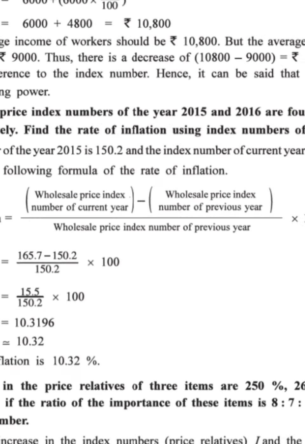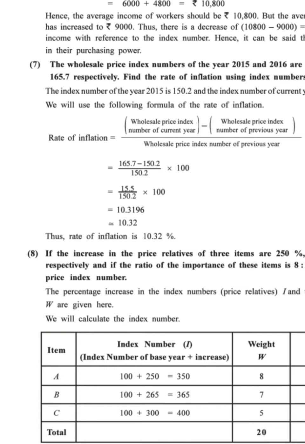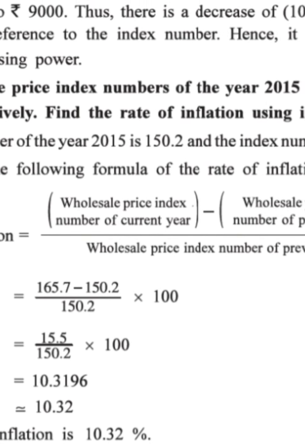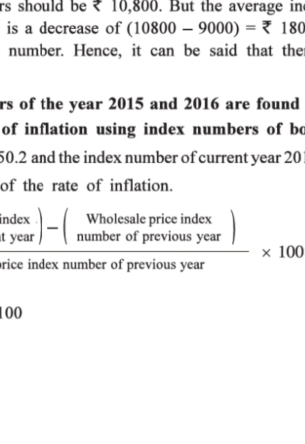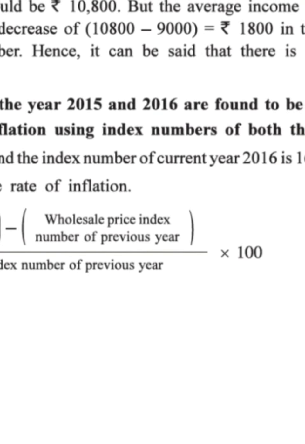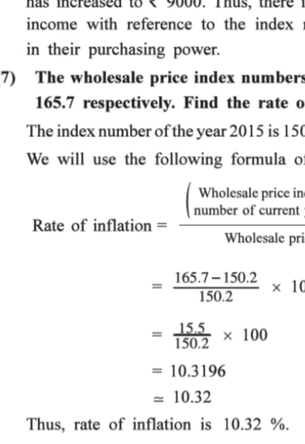Now children, there is a formula for rate of inflation, right? That is, rate of inflation is equal to wholesale price index number of the current year minus wholesale price index number of the previous year, divided by wholesale price index number of the previous year, into 100. That is the formula to find out the rate of inflation.